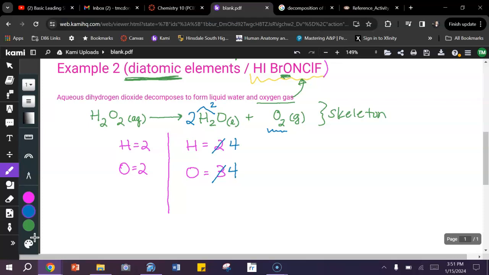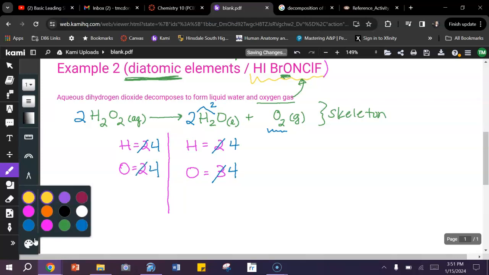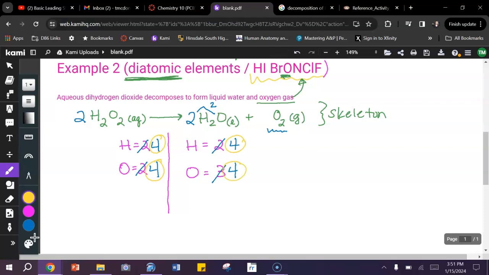Well, if you look now, that's going to make it super easy because now I can see that if I just put a 2 coefficient in front of my peroxide, that changes my hydrogen atoms to 4, and it changes my oxygen atoms to 4. And now check it out. I've got 4 hydrogens on each side of my arrow, and I've got 4 oxygens on each side of my arrow. So bada bing, I am balanced and happy.